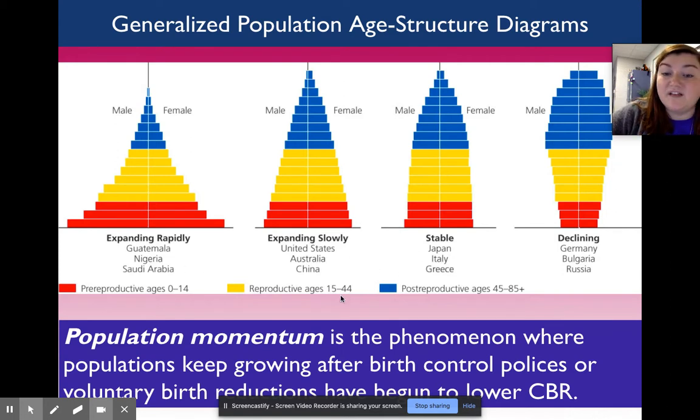That's pretty typical of developing countries. So you can see these two, they're slowly expanding. These two categories, like Guatemala, Nigeria, Saudi Arabia, also the US, Australia, and China, they're expanding, whether it be rapidly or slowly. But in more stable populations like Japan, Italy, and Greece, it's pretty much leveling out. Maybe smaller at the bottom or smaller at the top than it is at the bottom, but for the most part, it's starting to level out. And then declining populations are obviously going to be smaller at the bottom because the bottom half represents the younger people. So they're not reproducing as much.